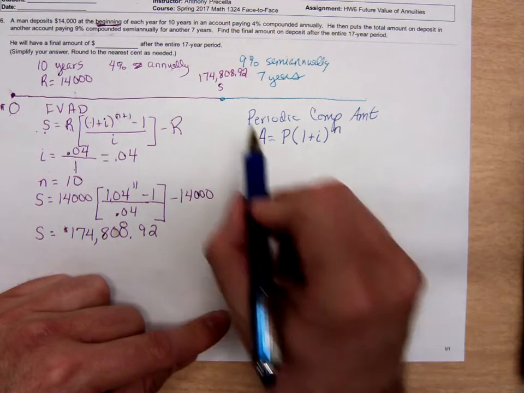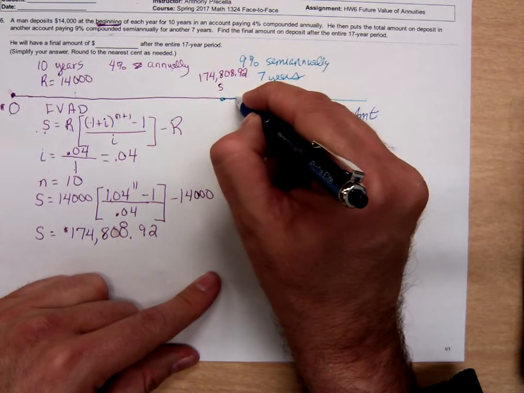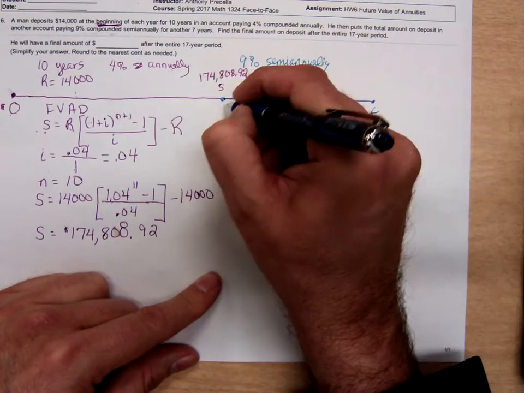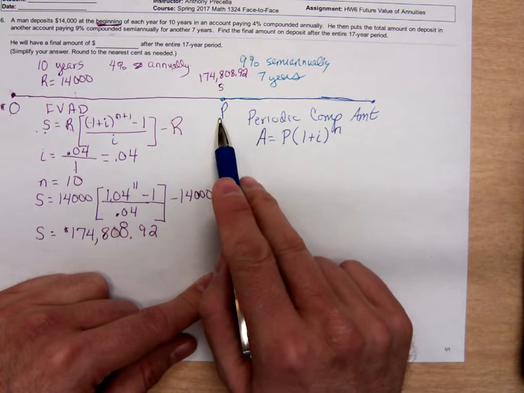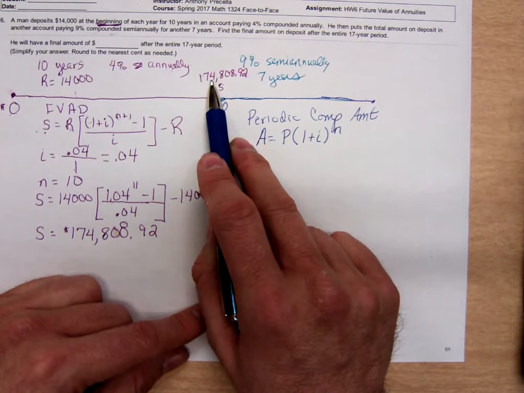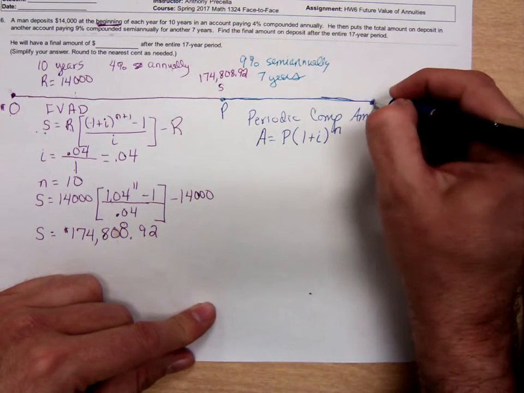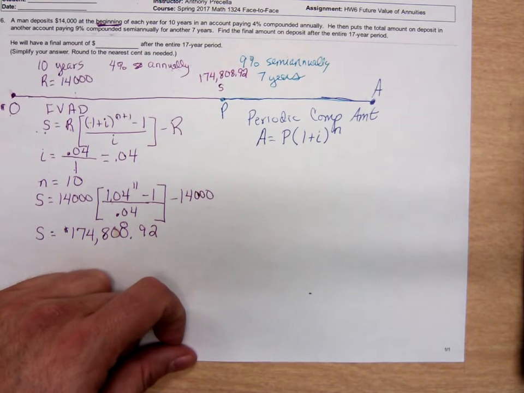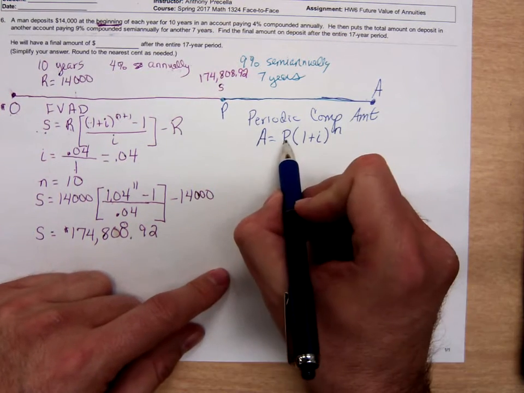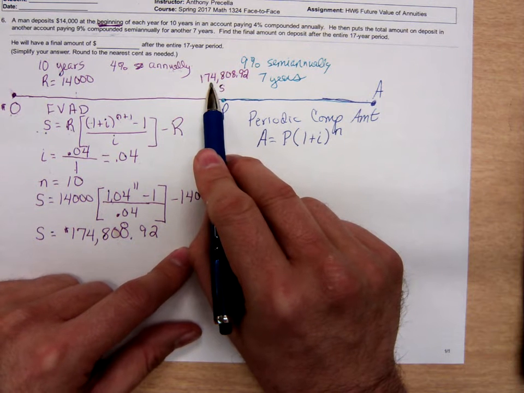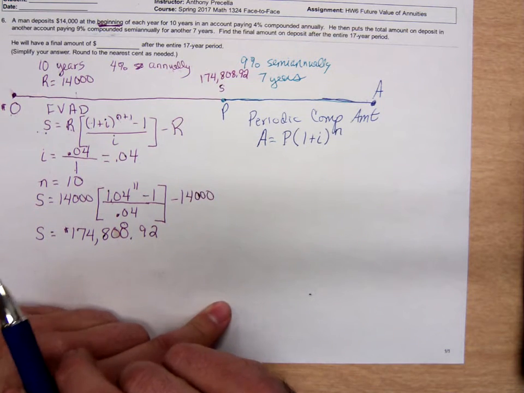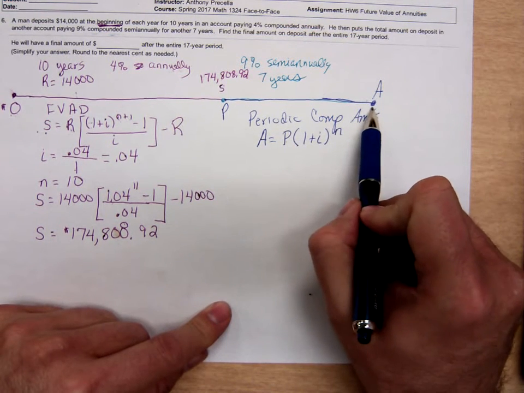Now, on this part of the timeline, the blue timeline that's hard to see up there, but it'll show fine on the video. Right here, P stands for present value. So the present value is that former future value, $174,808.92. Capital A is standing for the future value, and that's what we're trying to find here. A, that future value, is unknown.